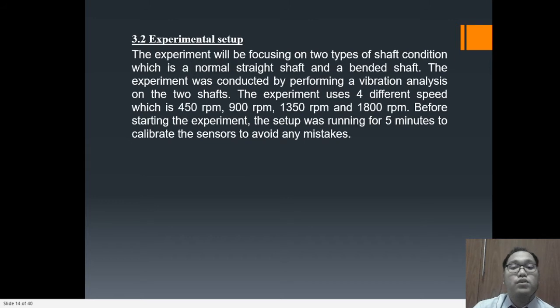The experiment was conducted by performing a vibration analysis on the two shafts. The experiment uses four different speeds, which are 450, 900, 1350, and 1800 RPM. Before starting the experiment, the setup was run for 5 minutes to calibrate the sensors to avoid any mistakes.